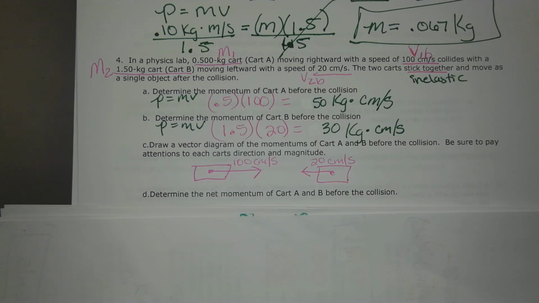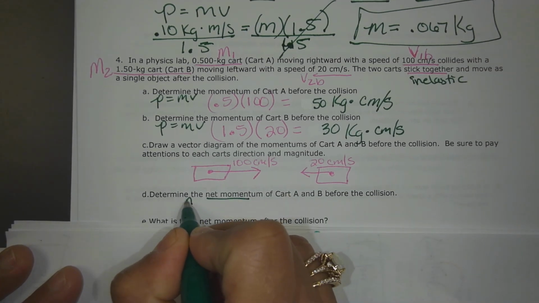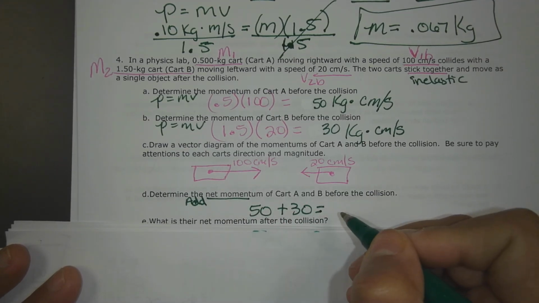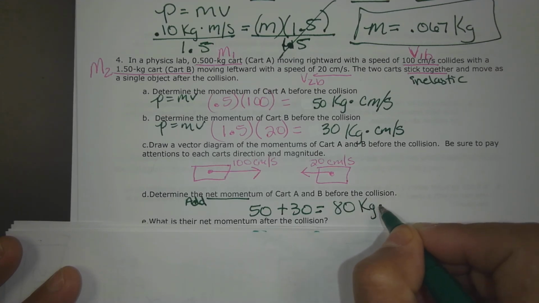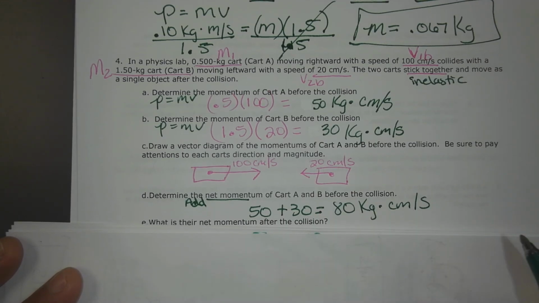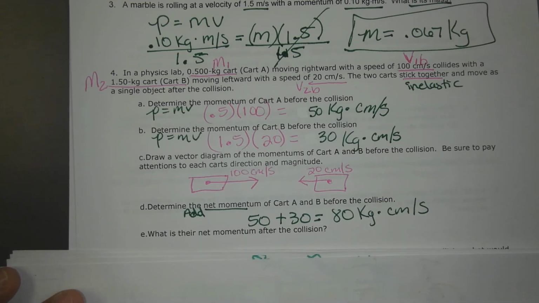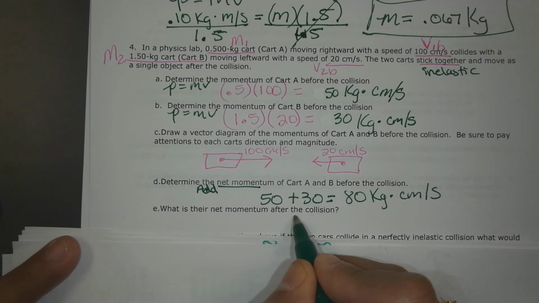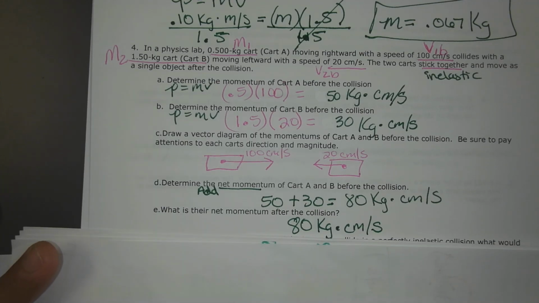Next question here. Determine the net momentum of A and B before the collision. Well, to do that, when you see the words net momentum, your brain needs to think add, and we can do that. 50 plus 30 equals 80 kilograms times centimeters per second. That's before. Well, what should it be after? Because the next question says, well, what about after? We don't need to do anything. We know that the after should always equal the same as before. 80.